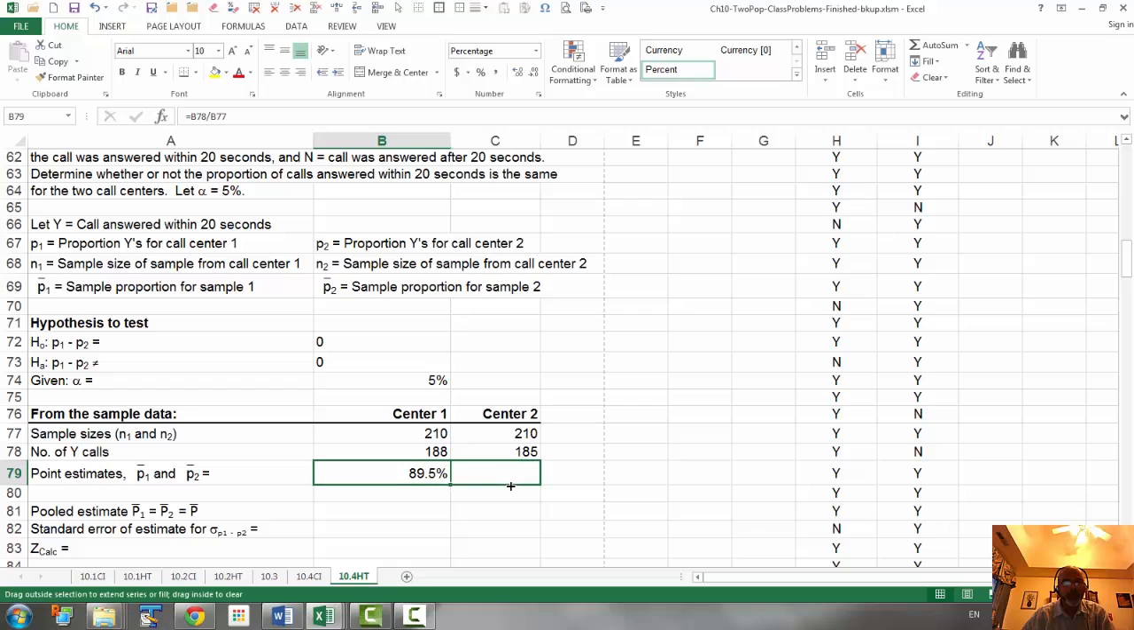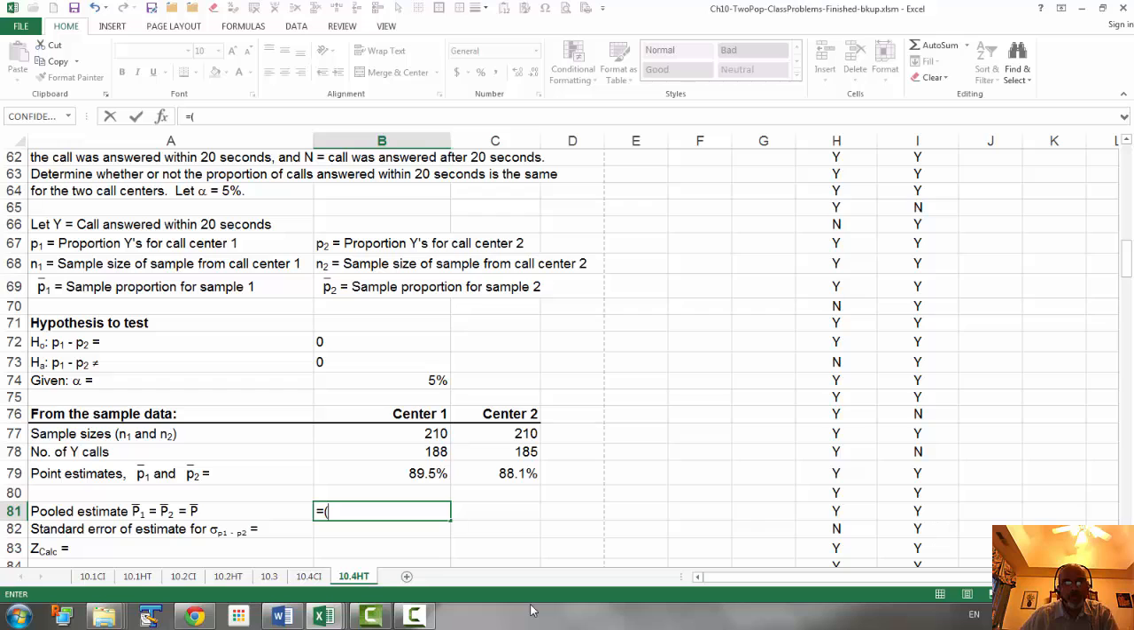And we copy that over, we get P bar sub 2, P bar sub 1, P bar sub 2. And the pooled estimate is you add the two Y calls, that's our numerator, and then divide by the sum of the sample sizes. So you're pooling the two together. So that's our pooled estimate P bar.